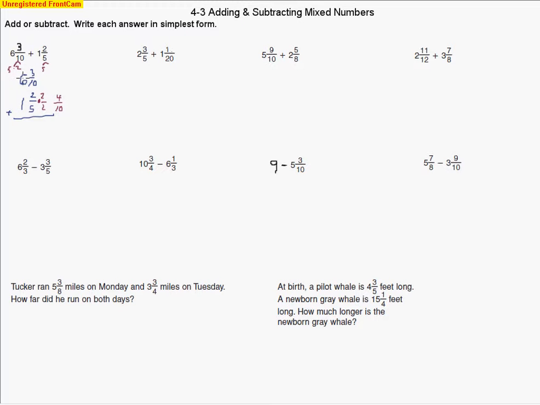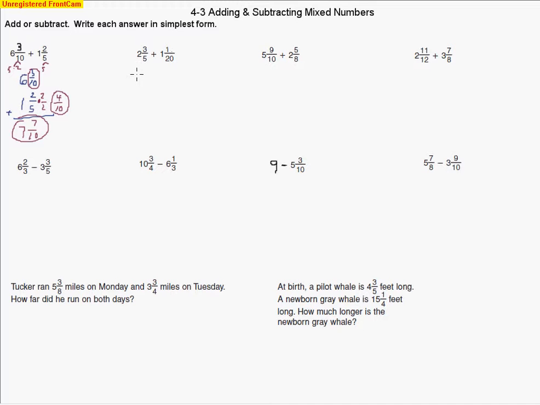So now I'm going to add up those whole numbers here. The 6 and the 1 give me 7, and then I add the two fractions, the 3/10 and the 4/10. And so if I have 3/10 and 4/10, that makes 7/10 altogether. So 7 and 7/10.